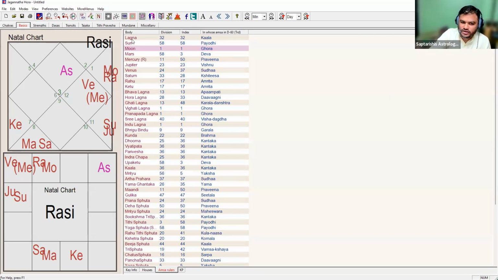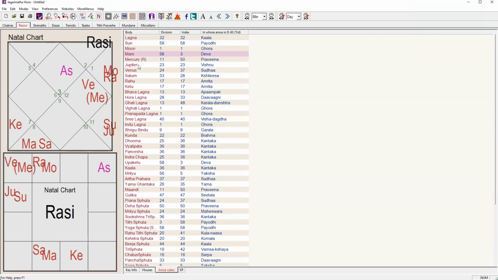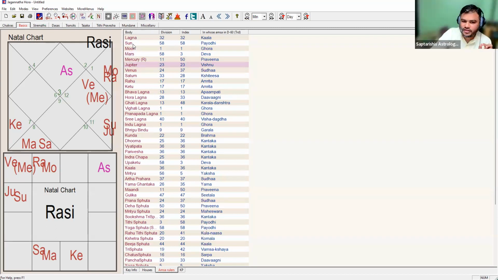So Lagna is in Kala, Moon is in Ghora Amsha, and Mars, which is again an important planet in this chart, is in Deva. It means recovery is there. It means you can suggest some remedies regarding Mars and Vishnu, Jupiter. So वही blessings भी हैं. Jupiter. Even Sun can also give. You know what remedy we have suggested to this person? This is very interesting.